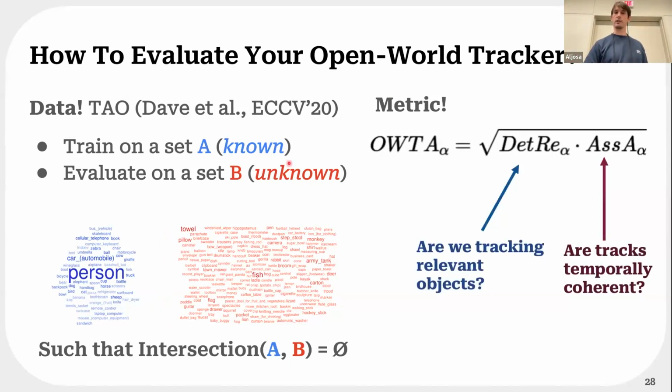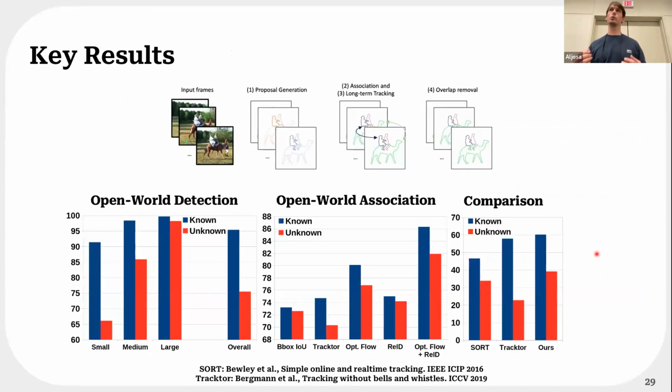We also propose this metric here that basically tells you whether you are actually tracking relevant objects that were labeled in this dataset, and we have really several hundred classes labeled in this dataset. And this term tells you how temporally coherent your tracks are. Once you build the tools to evaluate trackers in an open world scenario, then we can actually rigorously talk about results. We did a very thorough evaluation, and I just want to distill a few key takeaways.